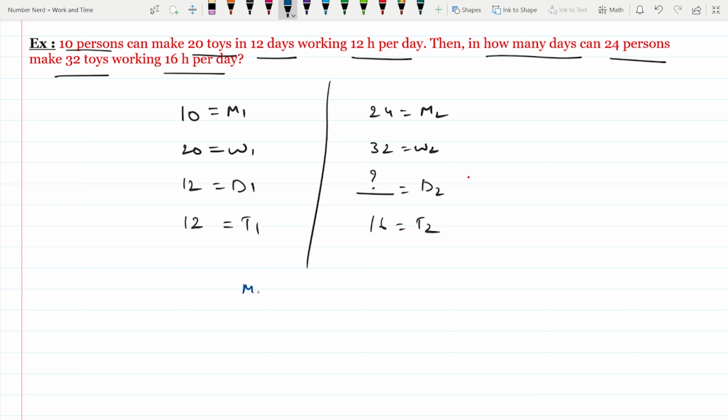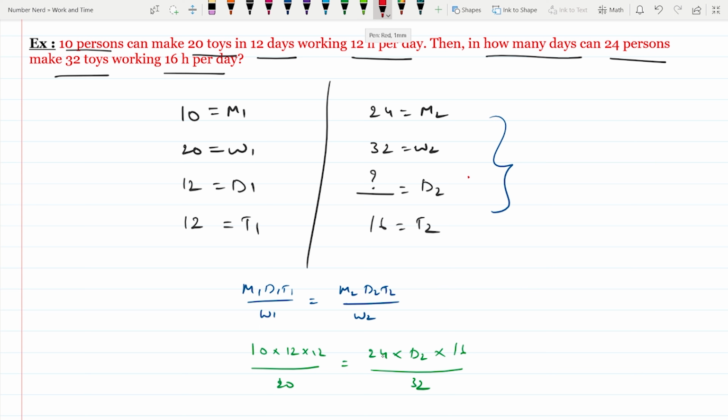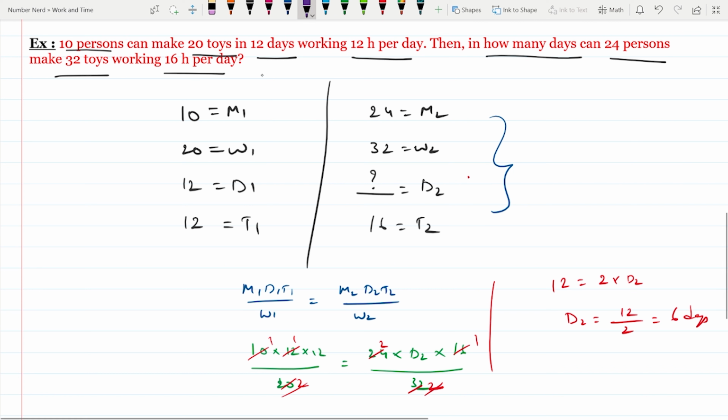We have the relation M1 D1 T1 by W1 equals to M2 D2 T2 by W2. Let's substitute all these values into this equation. 10 into 12 into 12 by work W1 is 20 equals to M2 is 24 into D2, we don't know, into T2 is 16 by W2 is 32. Here in the numerator we can cancel 12 ones, 12 twos, and also 16 ones, 16 twos, 10 ones, 10 twos, in the denominator 2 cancel. Then we have 12 equals to 2 into D2. That implies D2 equals 12 by 2, which is 6 days. So the answer for this question is 6 days.